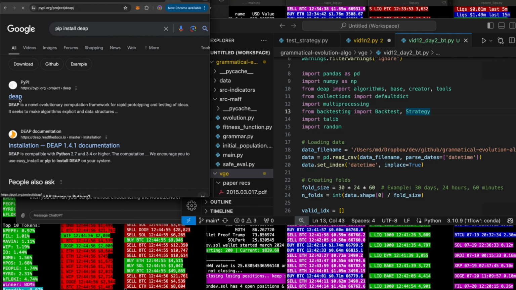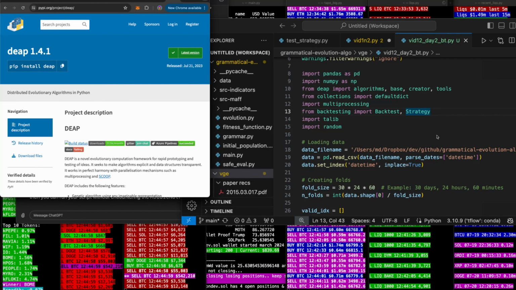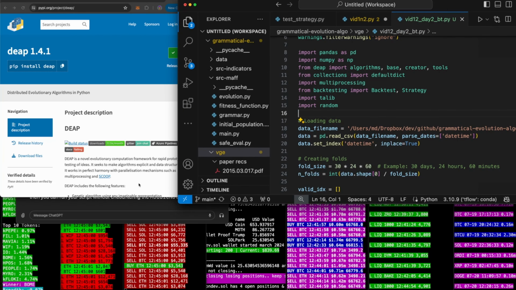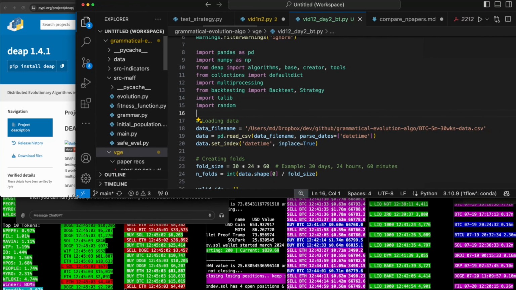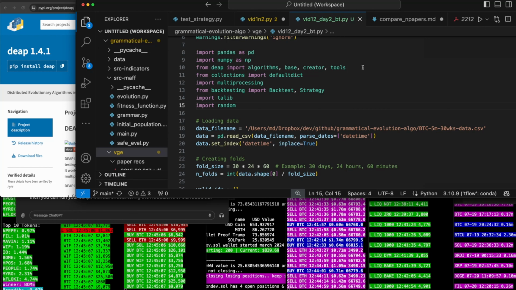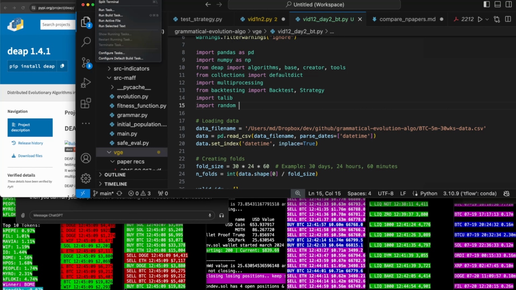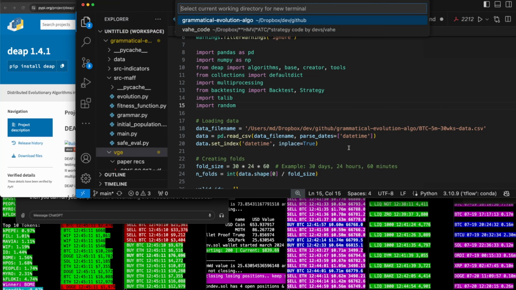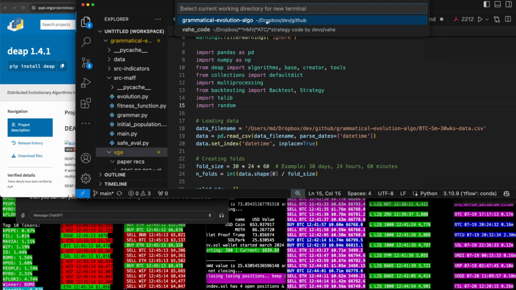Call you. Pip install deep. It's in there, dude. I can promise you that. I showed you it's that. Okay. Not that. No. Okay, Dropbox, dev.